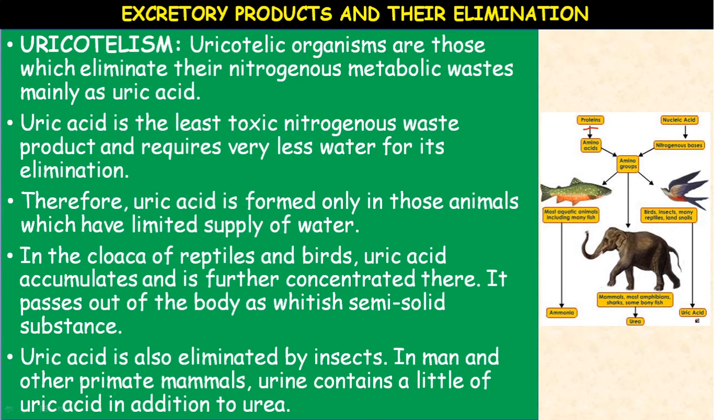Okay, the process in which the amino acids are converted to ammonia is called ammonotelism. If the amino acids or the proteins are converted to the nitrogenous waste called urea, then it is called ureotelism. If it is converted to uric acid, then it is called uricotelism. Examples for ammonotelism: fishes, tadpole larvae. Examples for ureotelism: adult amphibians, mammals. Whereas the examples for uricotelism: insects, birds and reptiles. Okay?